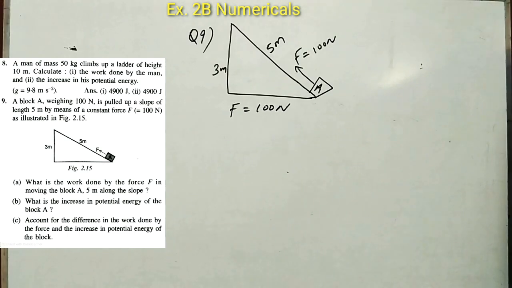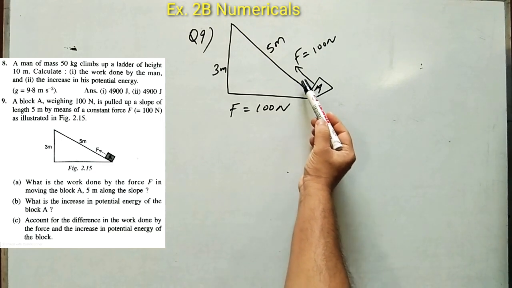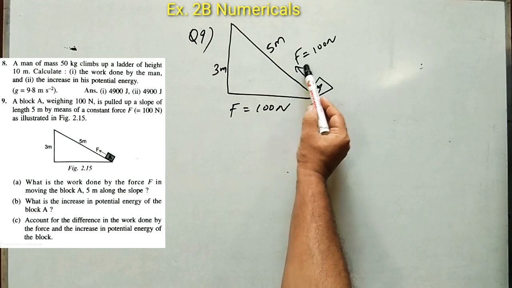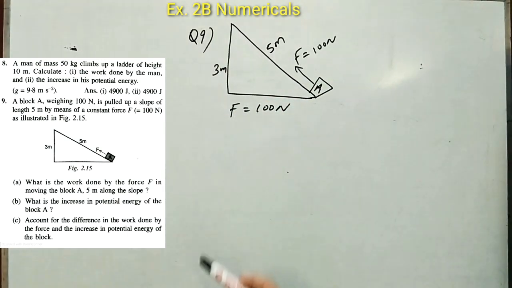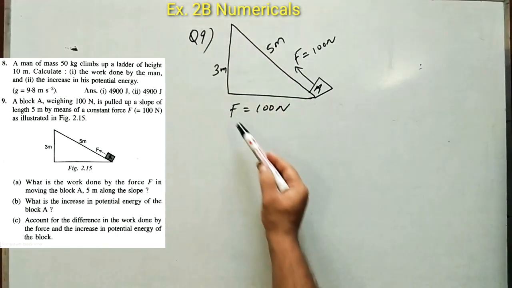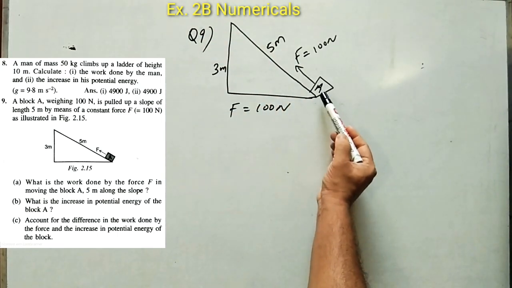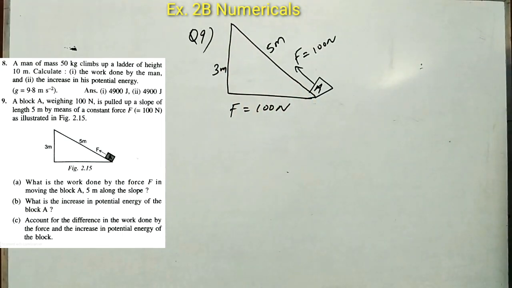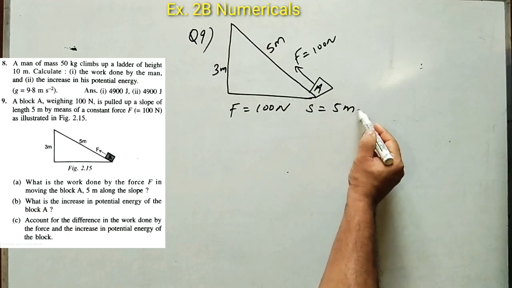Okay. Moving on to question number 9. A block A weighing 100 Newton is pulled up along a slope of length 5 meter by means of a constant force of 100 Newton as illustrated in the figure. Clear? This is an inclined plane whose height is 3 meter and the block is being pulled along the inclined plane through a distance of 5 meter. The force is 100 Newton and the displacement of the body is 5 meter.